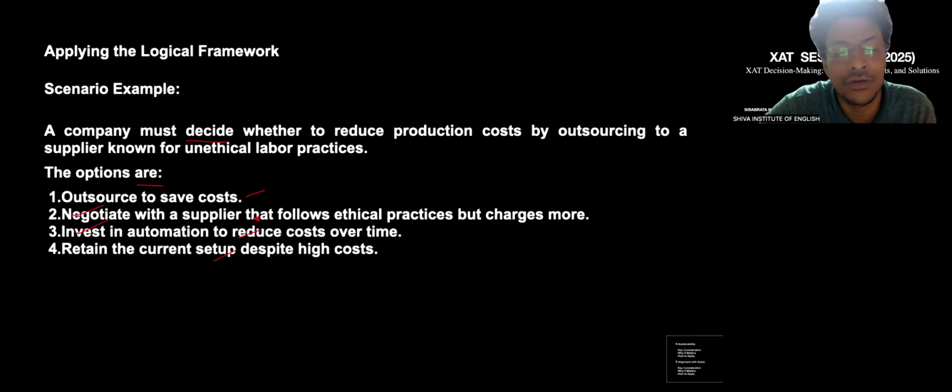So we can find out option 2 follows that. Then option 3 stated invest in automation to reduce cost over time, right? So in that case, we can say option 2 and/or option 3, as both offer critical and sustainable solutions while aligning with the organizational goal, right? Because that is what you can find out in option 2 and option 3.